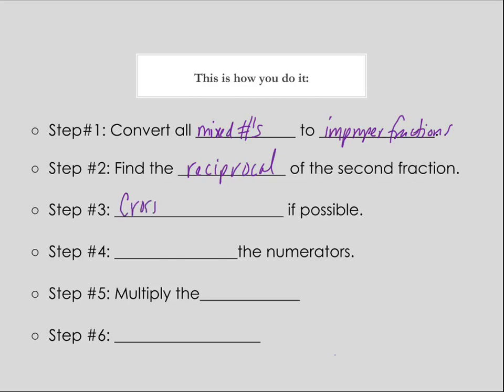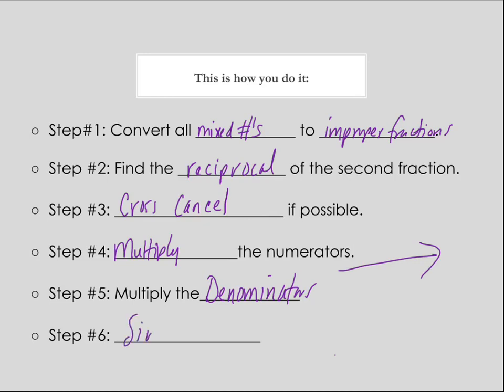Then you cross cancel if possible. Remember, that keeps your numbers small and easy to work with so you don't have large things at the end to simplify. Then you multiply your numerators. Then you multiply your denominators. And again, we're moving just straight across as we multiply. And then step number 6, we simplify our fractions if it's possible. And that includes turning improper fractions back into mixed numbers.